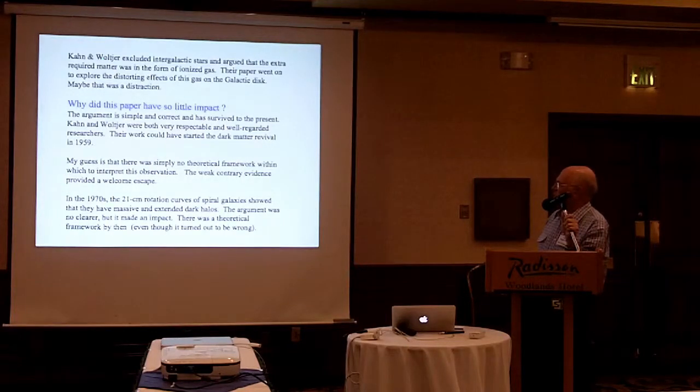Now in the 1970s, this revival that I mentioned started, and it came from 21 centimetre rotation curves of spiral galaxies, and that showed very clearly they had massive and extended dark halos. The argument was really no clearer than Kahn and Vulture's argument, but it did make an impact. And the reason it made an impact was that there was a theoretical framework at that point for discussing dark matter, even though this theoretical framework turns out to be wrong.